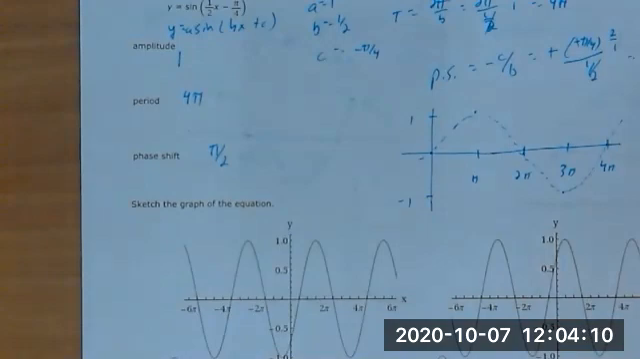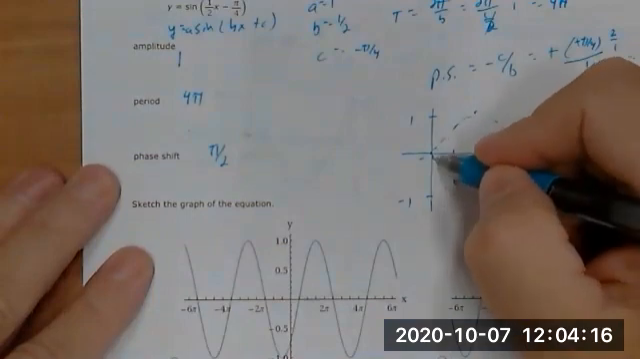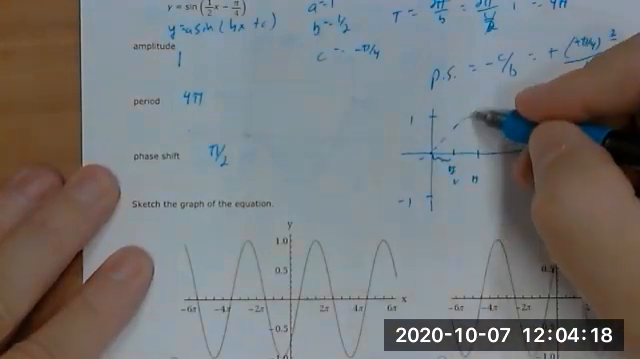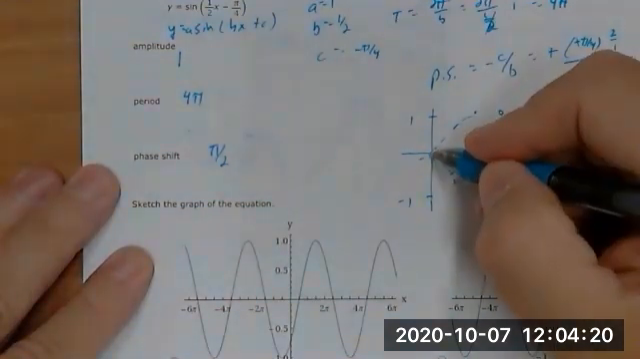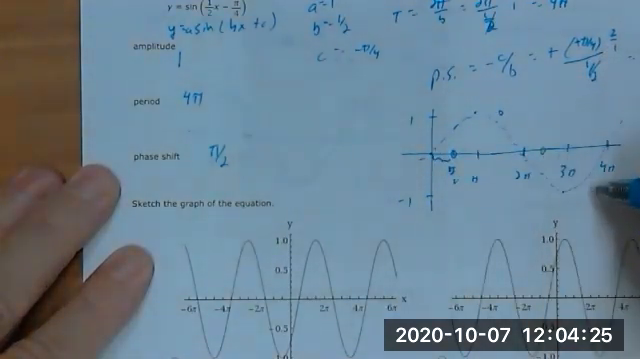Now I have to shift this pi over 2 to the right. Pi over 2 is this distance here. There's pi over 2. So this goes right here. This one goes right here. This one goes here. This one goes here. This one goes here.